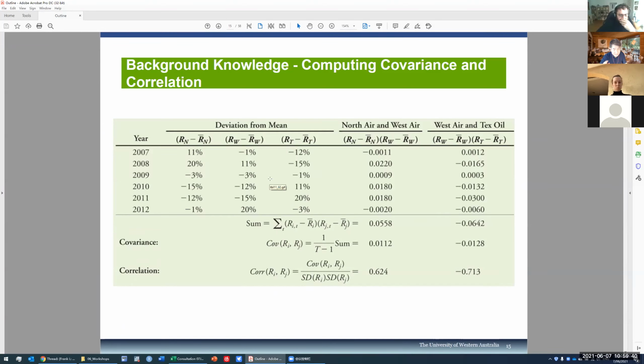If you're really worried, just go ahead and see whether you can get the same numbers. Nowadays we have to be really careful about what we can ask students, but in the good old days, when I was a student, everything was expected. If I saw that on a slide, I may just get my hands dirty to think about whether I can reproduce this, and it should be pretty straightforward because it already tells you. Just work out the numbers: 11% times minus 1%, 20% times 11, minus 3 times minus 3, minus 15 times minus 12, minus 12 times minus 15, minus 1 times 20. Then add them up and divide by 4. And then you get that.